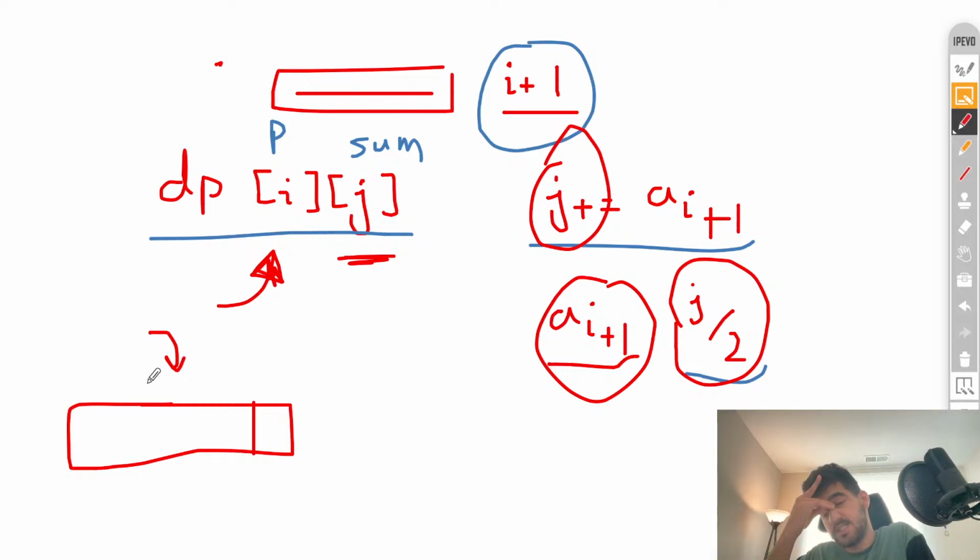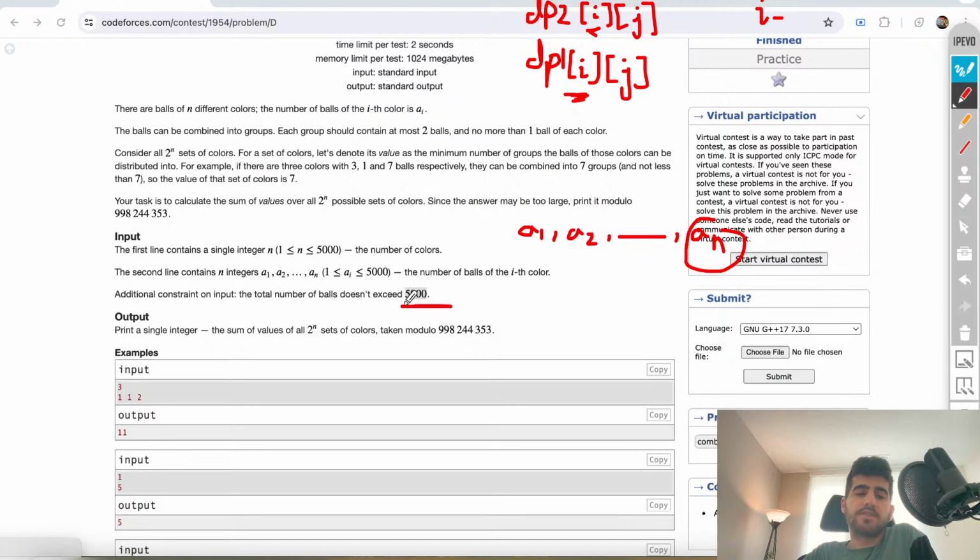So does it make sense? I have this dp, and the beauty of the idea of sorting was that I do not really need to save the maximum anymore. The space complexity is 5000 times 5000, because j, the sum, is at most 5000. It said that the total number of balls doesn't exceed 5000. So j is at most 5000 and n is up to 5000 as well. So this is n times sum, both up to 5000, which is okay.